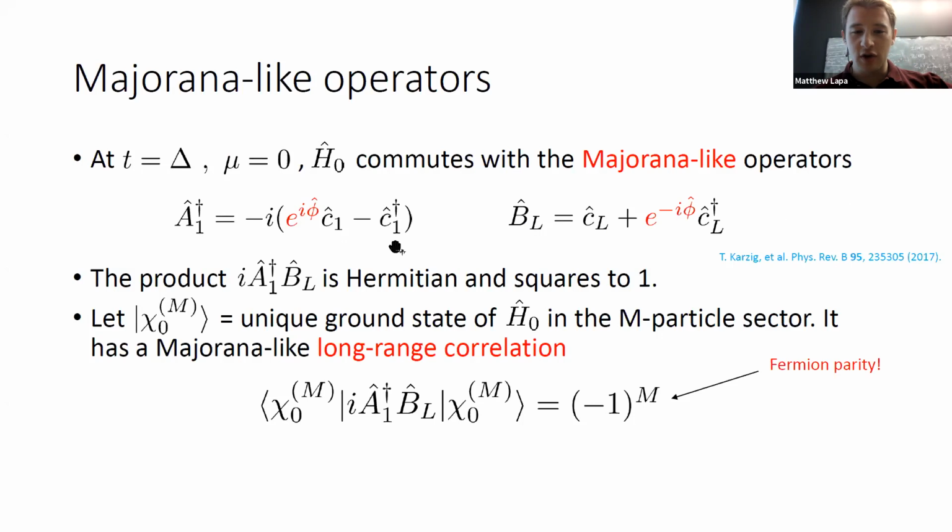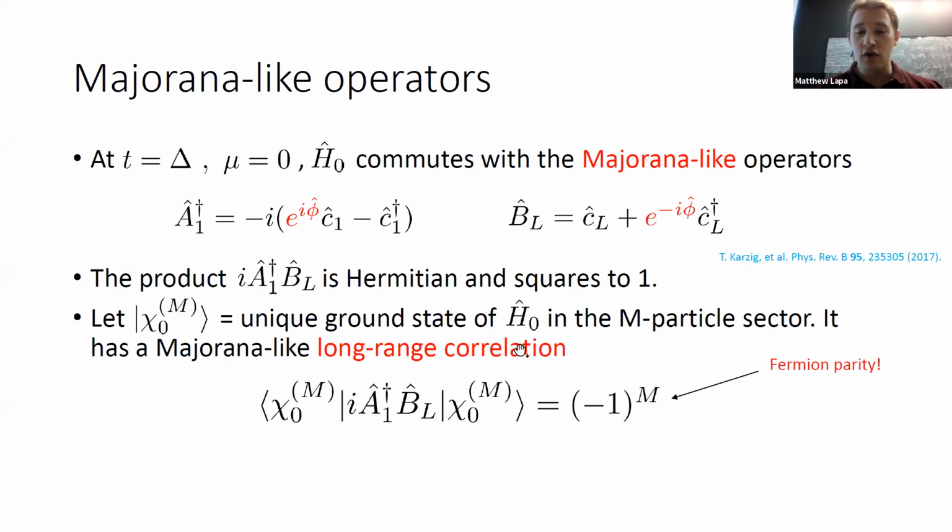You can see that they almost look like the ordinary Majorana fermion operators, except they have this insertion of this phase operator. For example, A1 dagger always adds a particle, because C1 dagger adds a particle, C1 removes one particle, but e^{i phi} adds 2. And similarly for B_L. But if you take their product, A1 dagger B_L, this operator is actually Hermitian, and it does square to 1. So this is the analog in the number conserving case of i A1 B_L that we looked at in the mean field case.